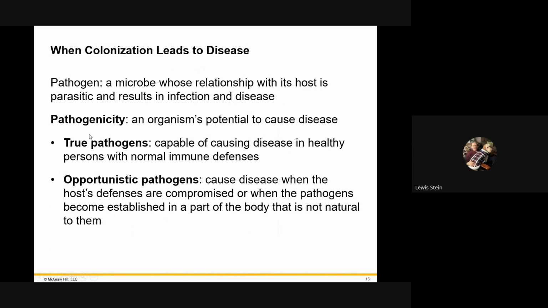So pathogenicity is caused a lot by virulence factors. One type is a true pathogen, capable of causing disease in healthy persons with normal immune defenses. Pick something we don't see, the plague. That would be right in there. Smallpox, as far as we know eradicated, would be right in there. And there are many of them. Theoretically, you work with one in the lab. Staphylococcus aureus is by definition a true pathogen.